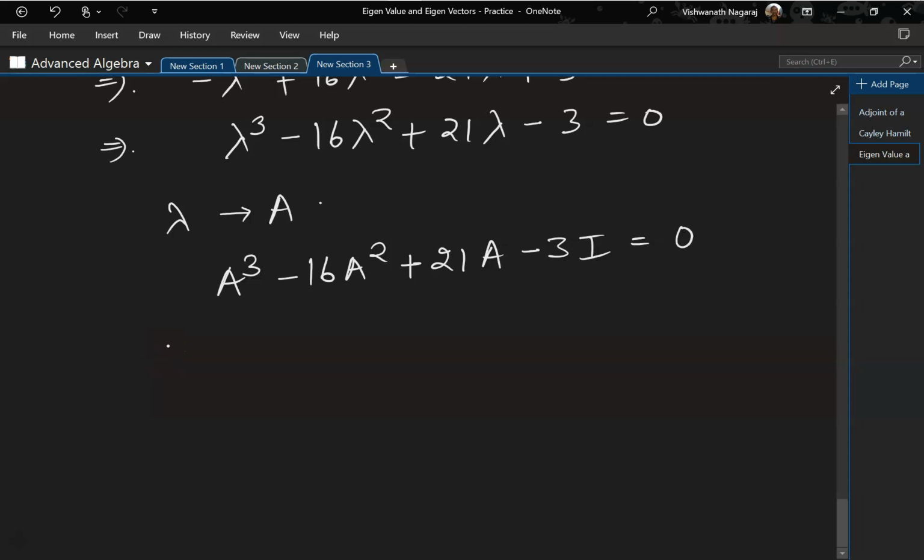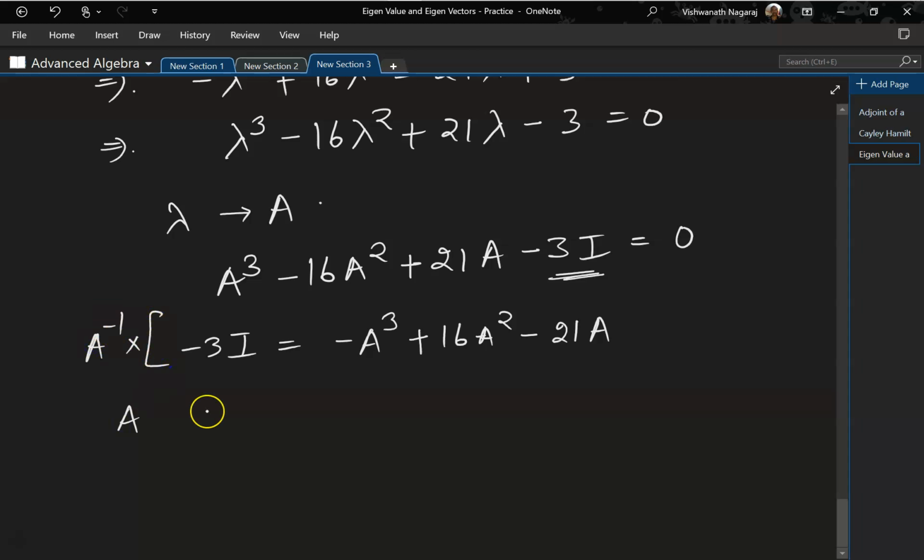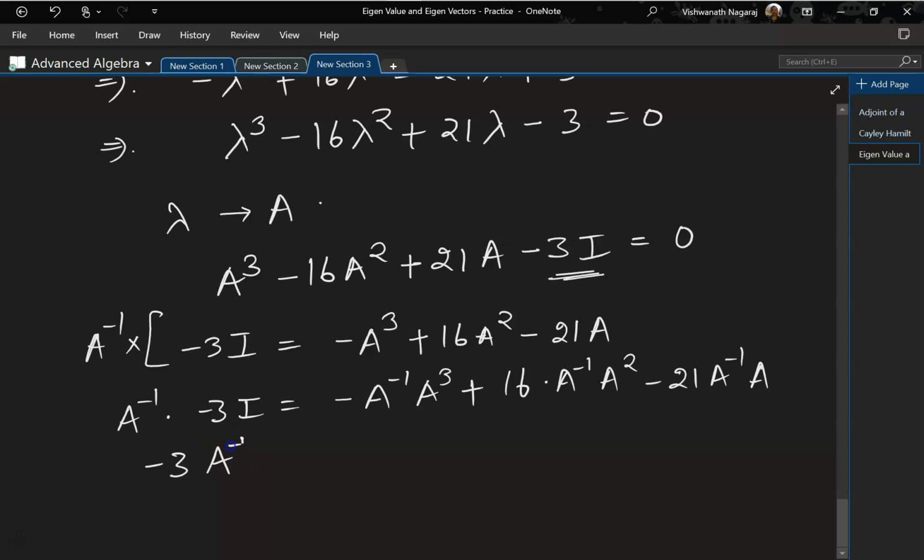Now we require A cube? No, we don't have to do that. What we have to figure out is the A inverse. So here we don't have an A inverse. So let's say minus 3I is equal to minus A cube plus 16 A square minus 21 A. Now what we'll do is pre-multiply it by A inverse. So we get A inverse times minus 3I is equal to minus A inverse A cube plus 16 times A inverse A square minus 21 A inverse A. This can be written as minus 3 A inverse times I, which is A inverse.